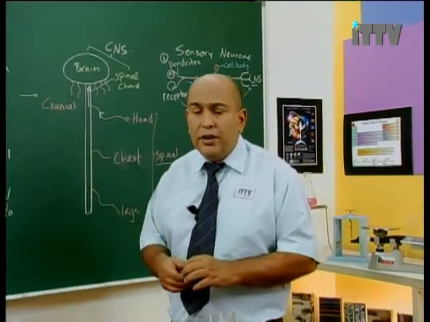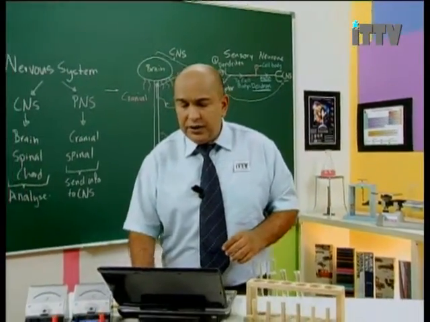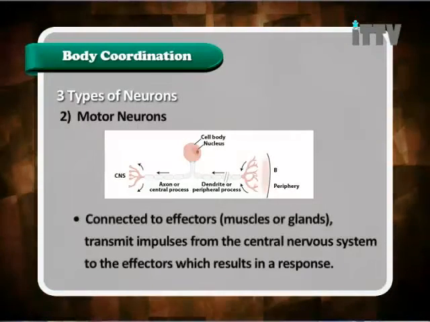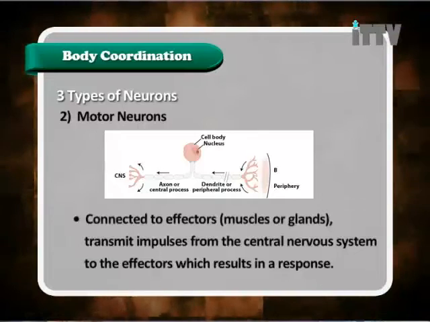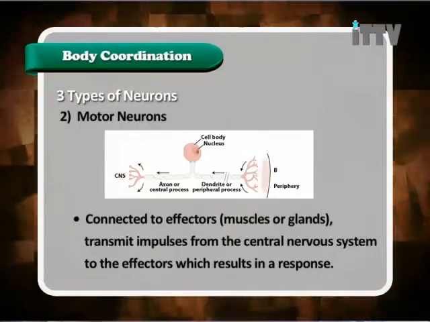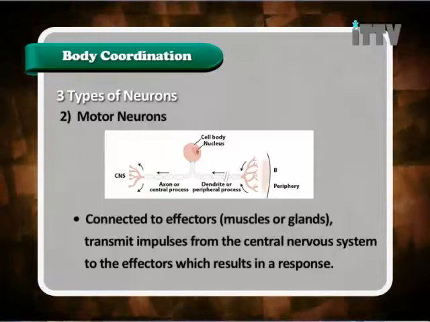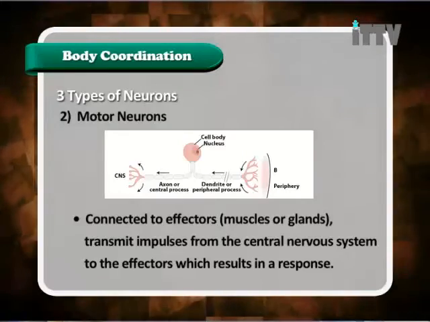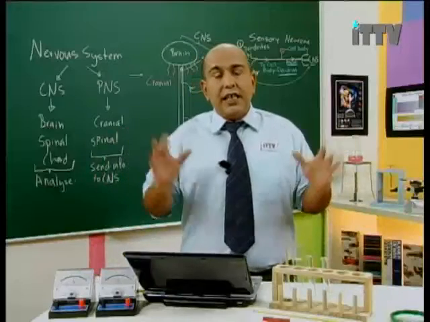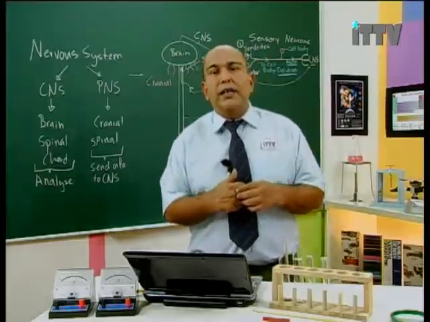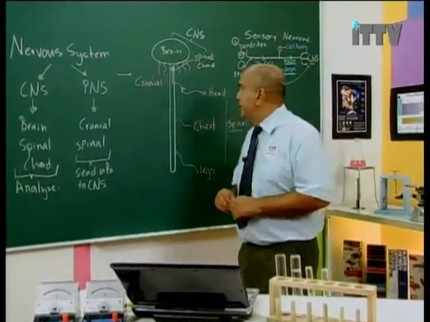Now let's move on to the second of our neurons. Number 2, motor neurons. Connected to effectors, muscles or glands. Transmit impulses from the central nervous system to the effectors, which results in a response. So the second of our neurons is called the motor neuron. Let's go up to the board and sketch out a motor neuron.